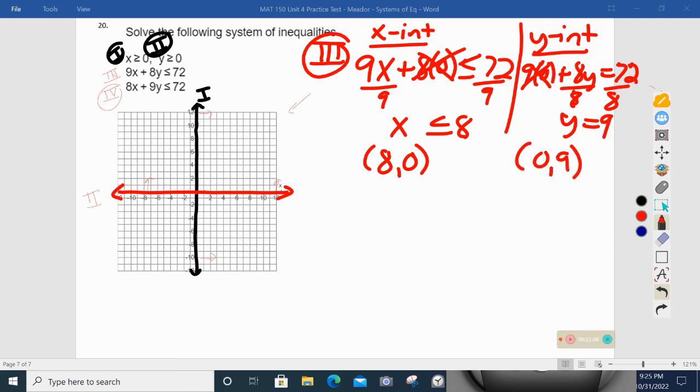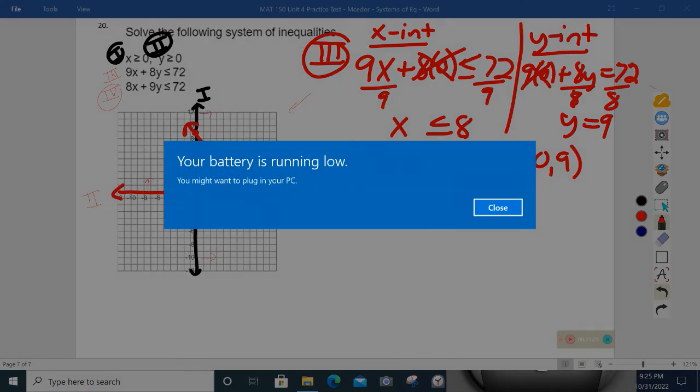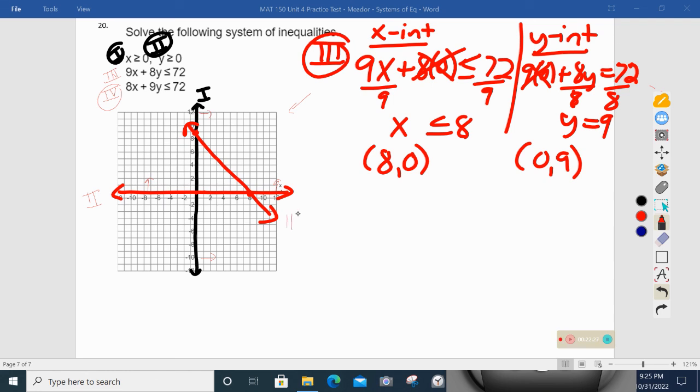Now you just need 2 points to make a line. So I'm going to make this one red. So 8, 0 is here, 0, 9 is here, and it's equal to, so it's a solid line, something like that. And that is inequality 3. And it's less than, so you would shade below. So right now we have this triangular region. Okay, I've got to do this quick.